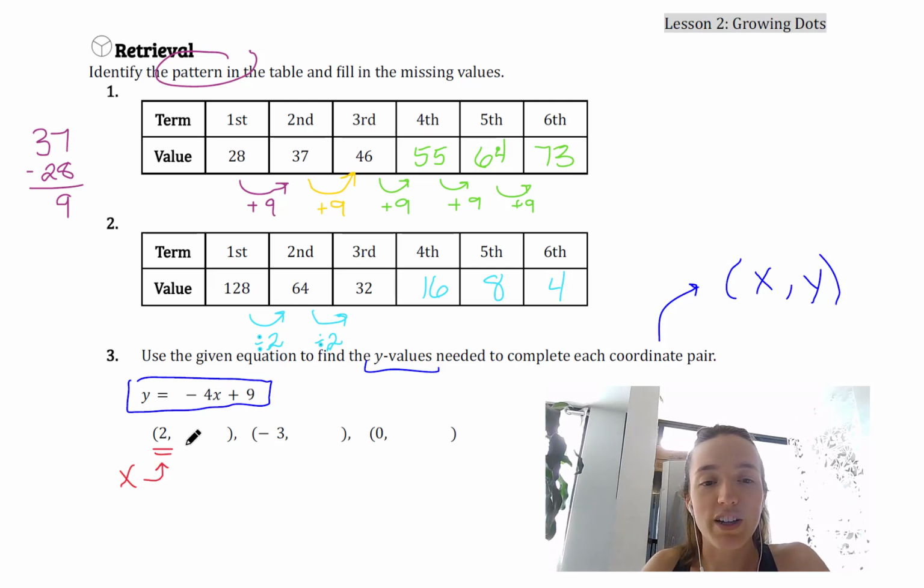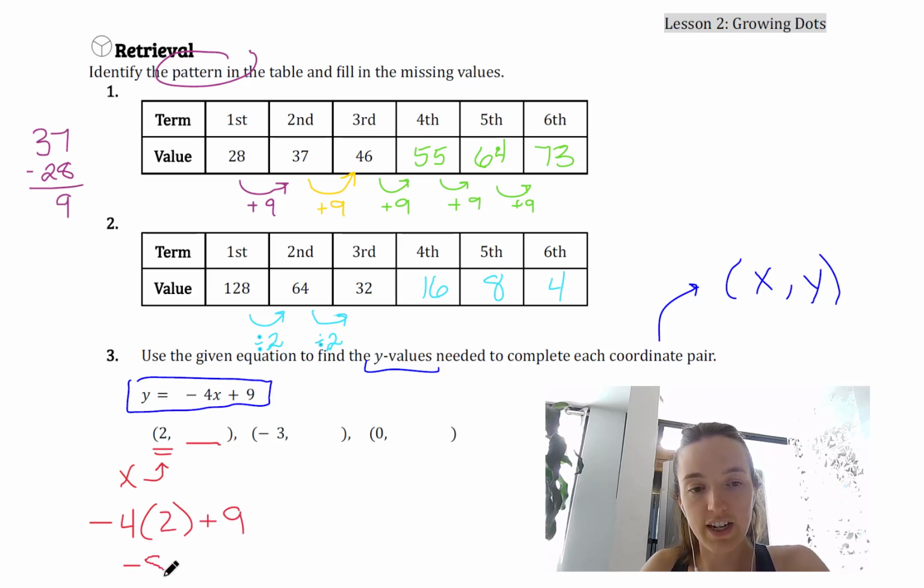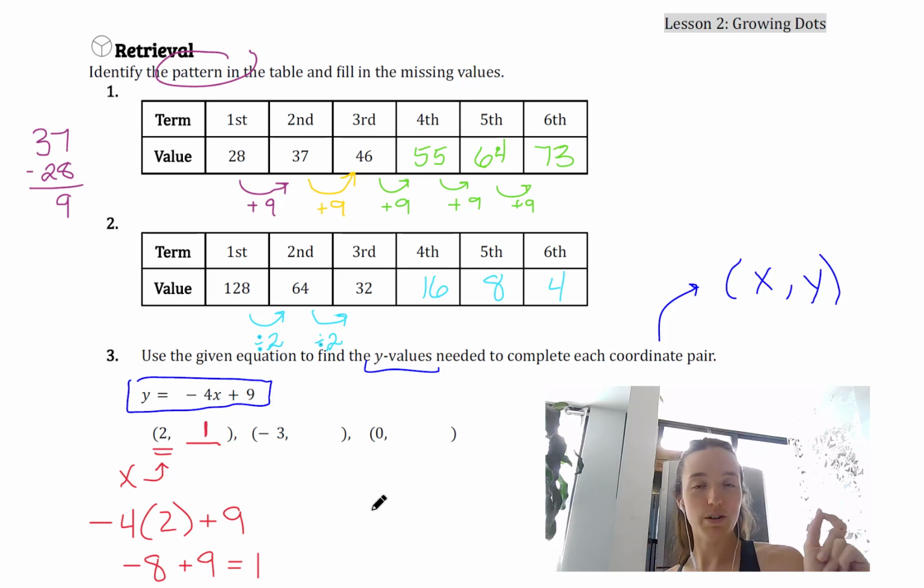And what they want to know is the y value that is paired with that x value. So what we're going to do is we're going to plug in 2 for x in our given equation. So negative 4 times 2, that's negative 8, plus 9, that gives me 1. So the x value of 2 is paired with the y value of 1 for this particular equation.